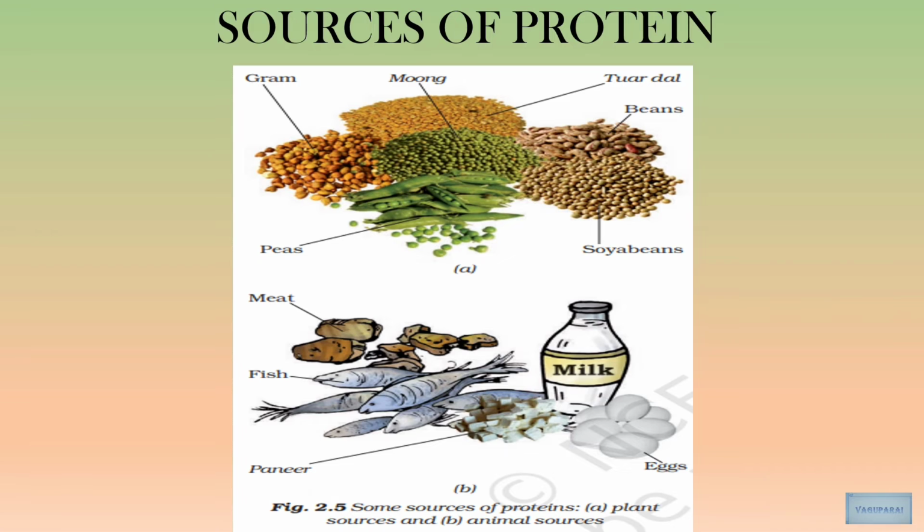Protein is like the fat, it is sourced from two places. One is from plant, the other one from animal. Plant sourced protein are all the pulse that we eat. Animal sourced protein are milk, egg, paneer, fish, and meat.